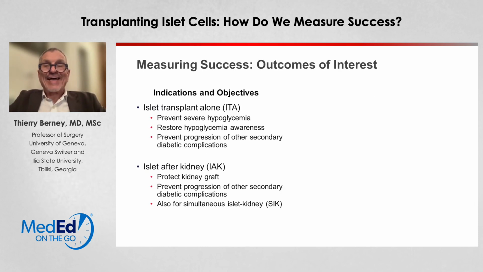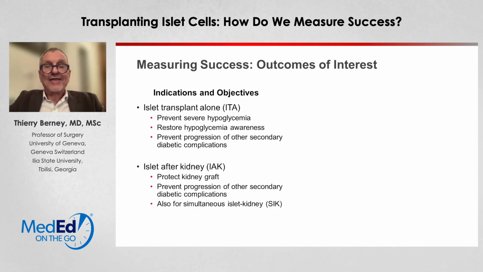To understand how we should better define the outcomes, I think we need to look at what are the indications and the objectives of islet transplantation. Islet transplantation is done mostly in two modalities. The first is islet transplant alone, which is directed to patients with severe hypoglycemia. And of course, the goals are to prevent severe hypoglycemia, to restore hypoglycemia awareness, but also in the long run to prevent the progression of other secondary diabetic complications.